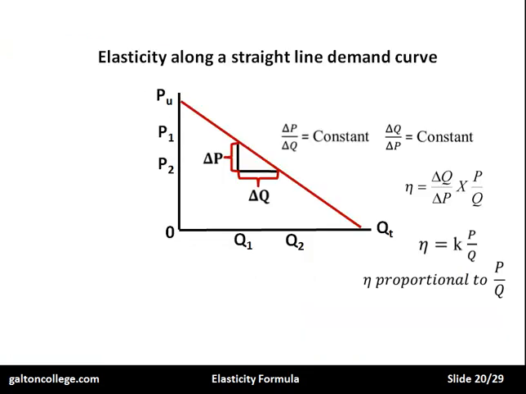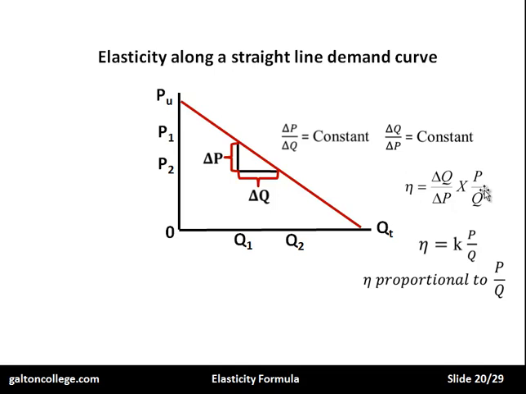Now, elasticity along a straight line demand curve. Well, this often crops up. If we look at this straight line demand curve, here we've got a change in price divided by a change in quantity. And that's equal to a constant. The slope of the curve is a straight line, so the slope of this curve is constant. The slope is the same right throughout the line, which means that delta P divided by delta Q is a constant. And of course, therefore, its reciprocal, delta Q divided by delta P, is also a constant. So that's a constant and that's a constant. So constants all the way along, it's the same.